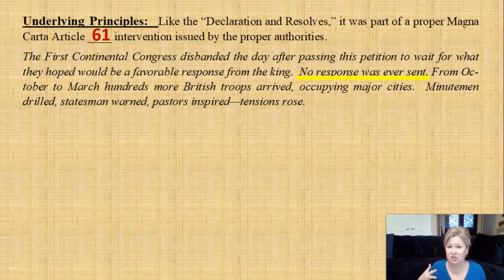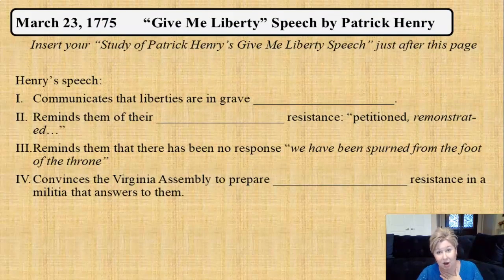So again, the message is not I'm listening to you and I'm willing to negotiate. It's a doubling down of forcing you to cooperate with parliamentary authority. So major cities are occupied, Minutemen begin to drill, statesmen are warning their people, pastors are preaching the principles of liberty and inspiring their people, tensions are rising. And that's the backdrop for the Give Me Liberty speech that you studied for homework last week. And so right here is where I want you to insert that study of Patrick Henry's speech that you did. So just after this page is where those homework sheets would go.